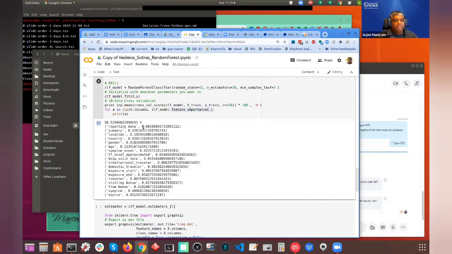For example, if you sort by the highest, I see summary at 32%, location 19%. These are pretty important. Age 12%. I know very little about COVID, but from what I can say, the feature importance makes sense, because age is very important.